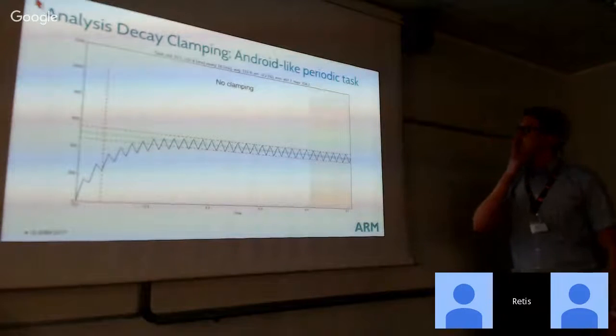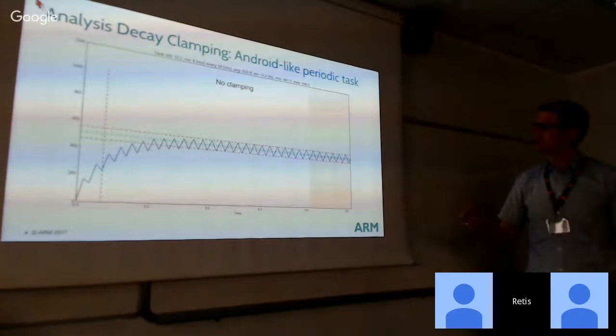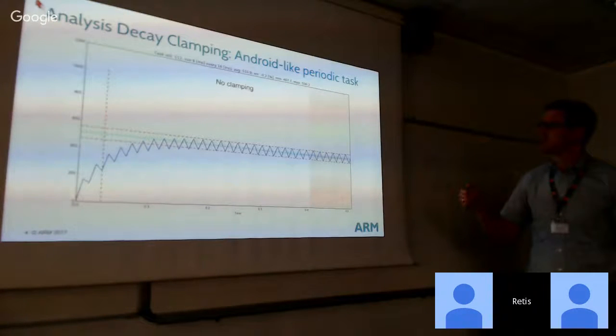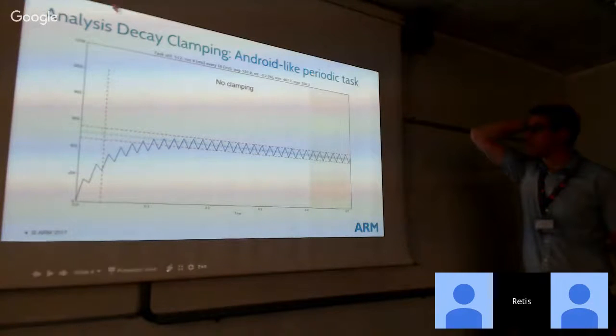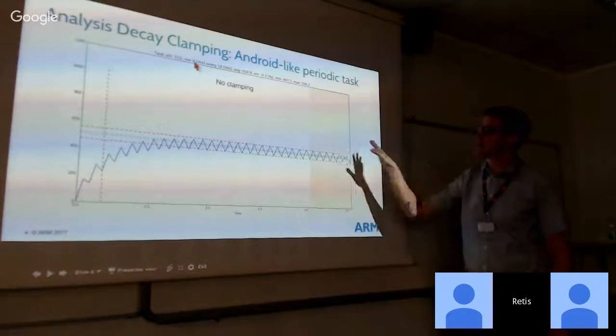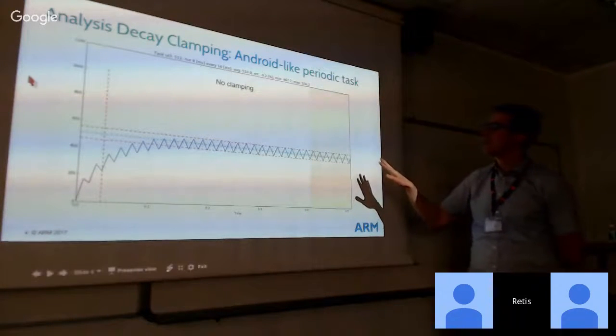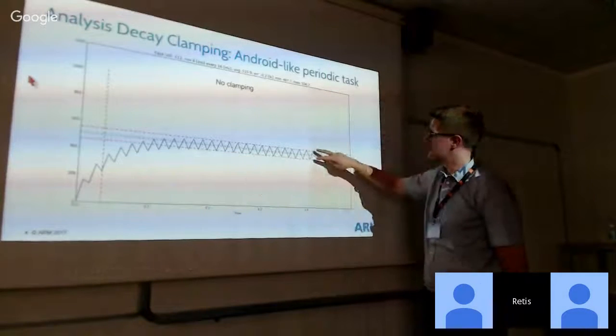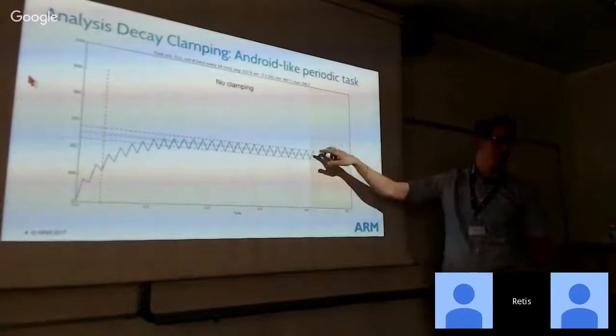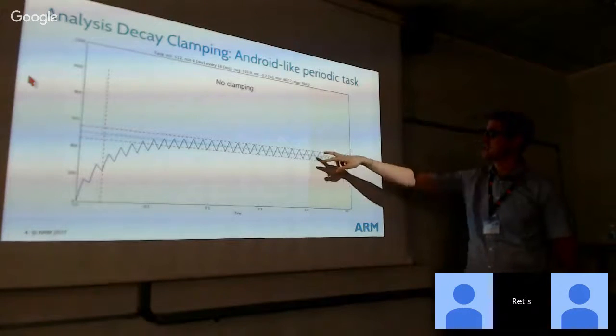Patrick did some very nice Python that can actually simulate PELT. So this is just a model, and we did some examples. This is a 16 millisecond periodic task, and it runs for 8 milliseconds each time. So this is how it would normally behave. You see, in the beginning, it will ramp up, and then it will stabilize within these two boundaries. And we can actually compute what the boundaries of the PELT signal are.